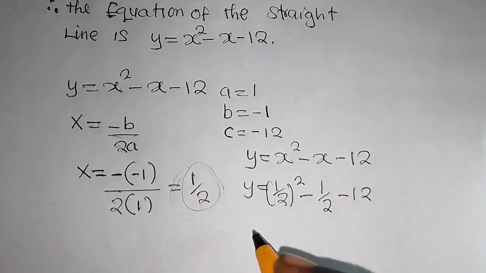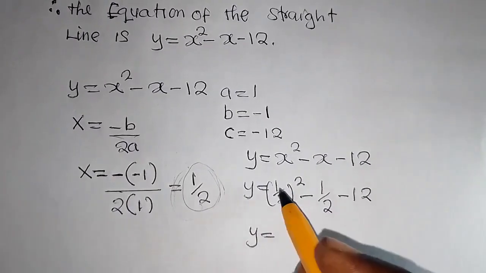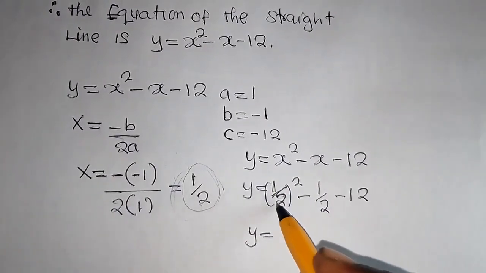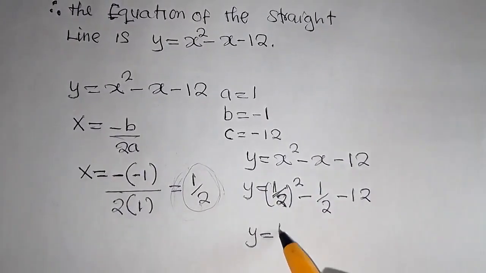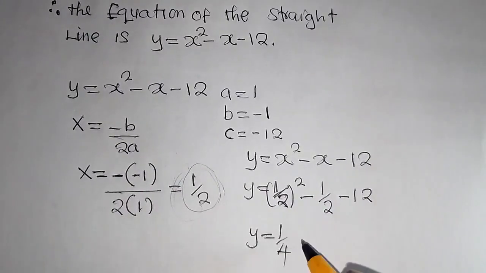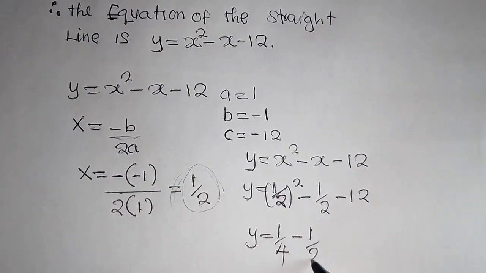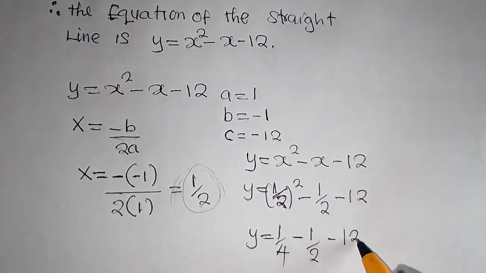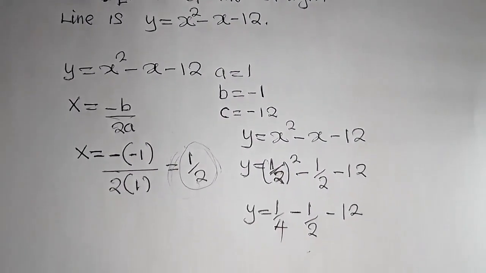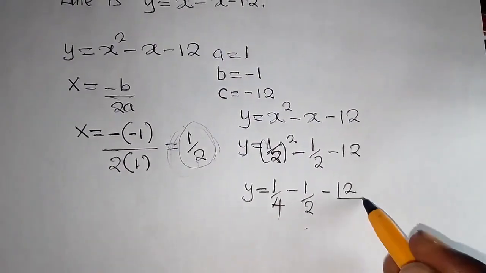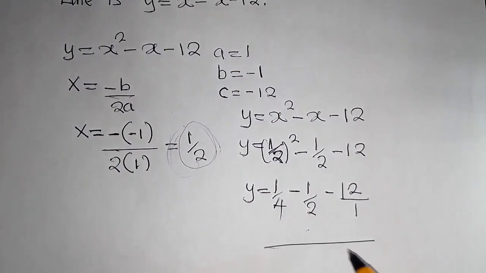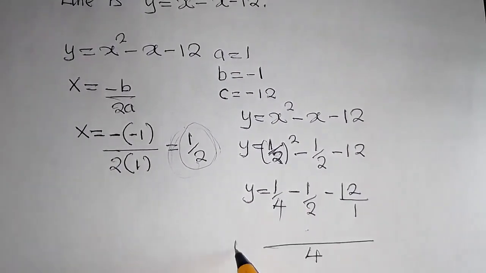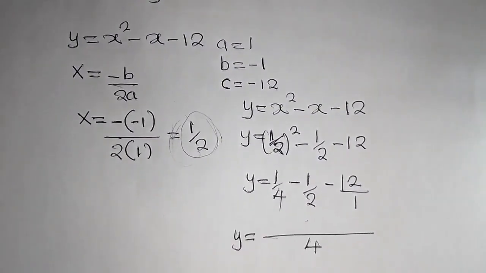So with this part now, y is equal to 1 over 2 squared, which is 1 over 4, minus 1 over 2 minus 12. Have you seen the way I've written? Then you find the lowest common denominator. There you put 1. What is the lowest common denominator there? It is 4.